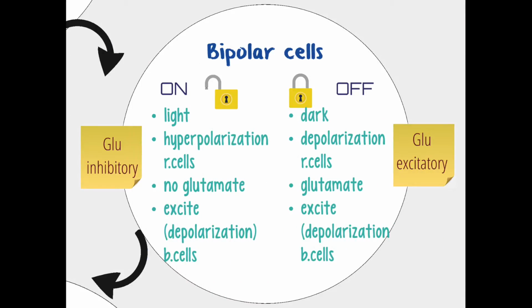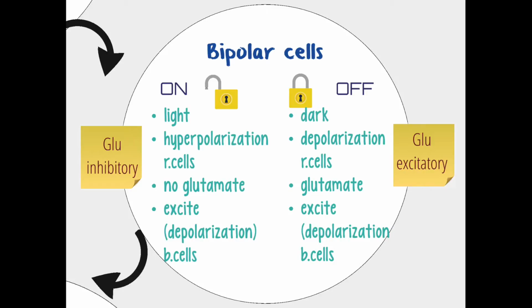For the on bipolar cells, when there is light, the rod is turned off. The membrane of the rod cell is hyperpolarized. Hence, no glutamate is released. It will activate the glutamate inhibitory response.